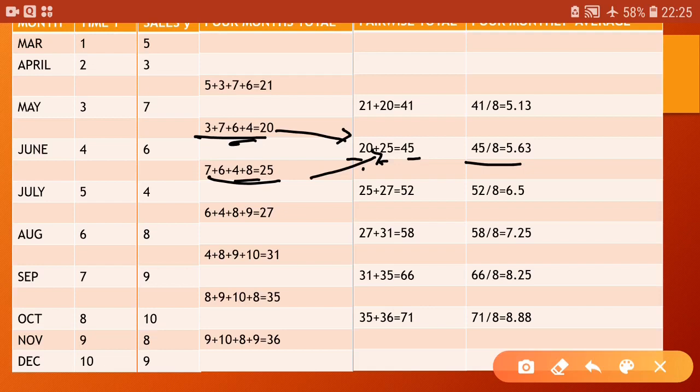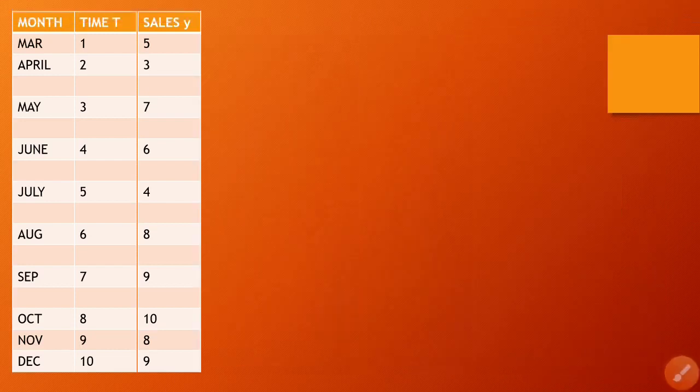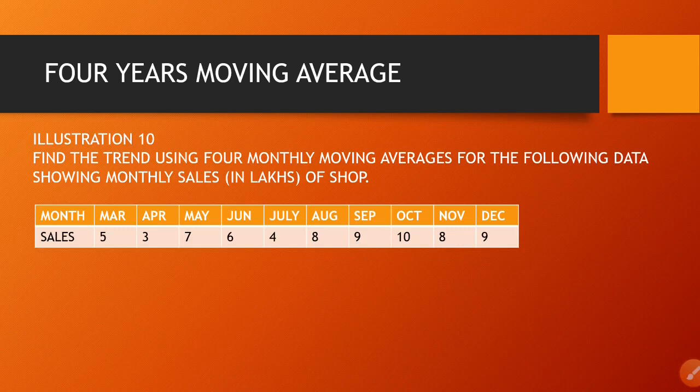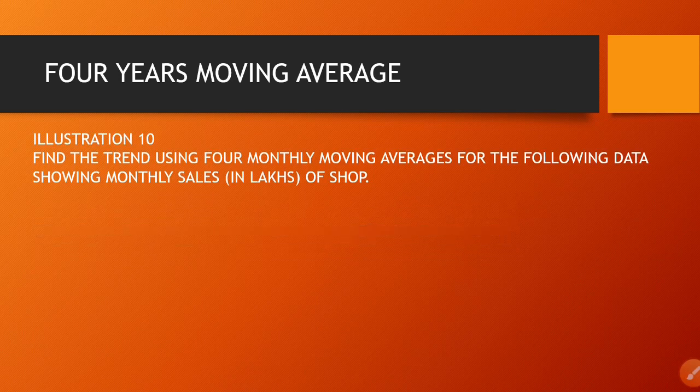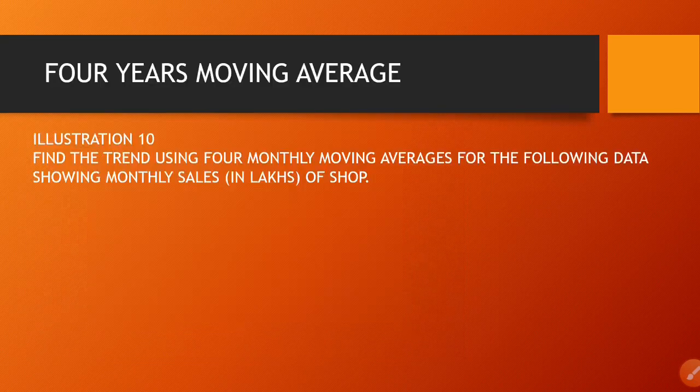Okay. So same we will be doing here. 52 upon 8, 58 upon 8, 66 upon 8 and 71 upon 8. Okay. So what we have done today? We have done today 5 monthly average, then 4 years moving average. So there were actually 3 topics: 3 years, 4 years and 5 years, and we have completed 3 years and 5 years moving average. And I have started 4 years moving average and I taught you how it works.